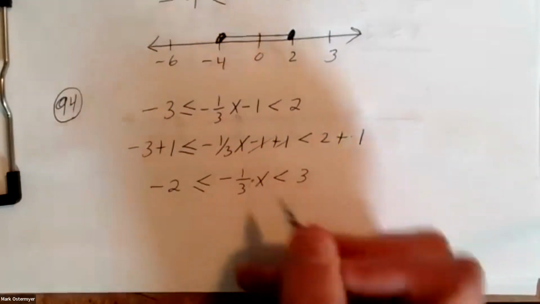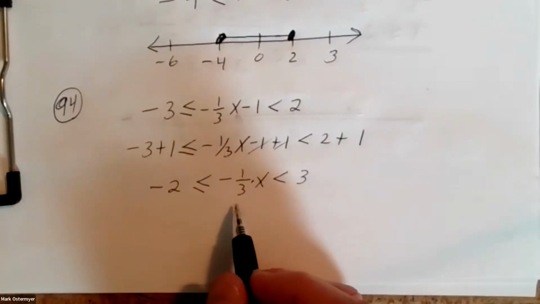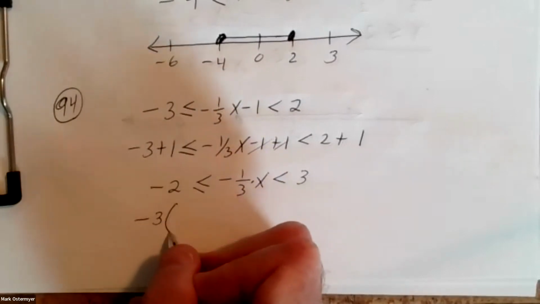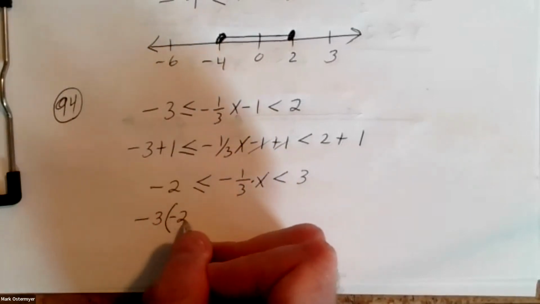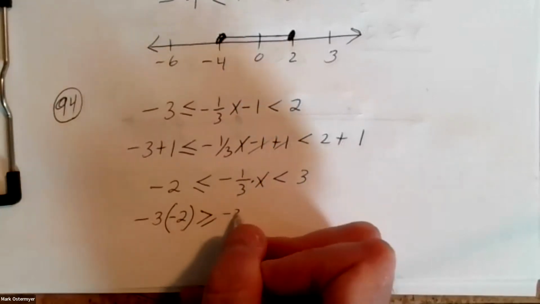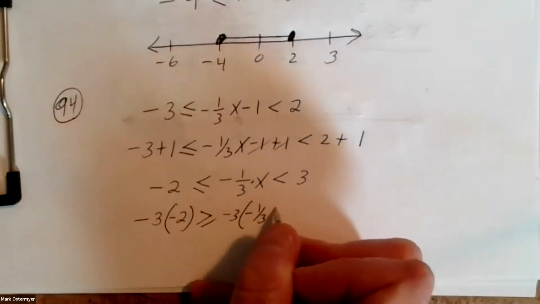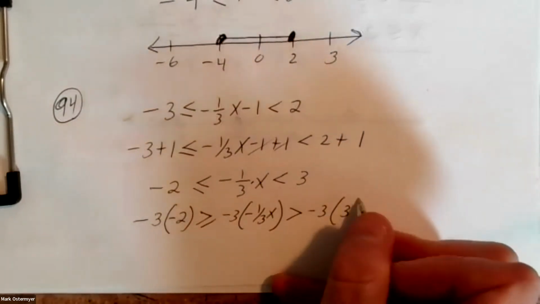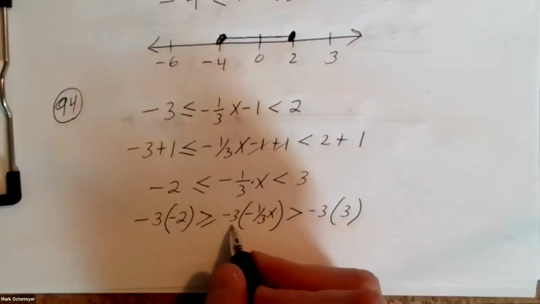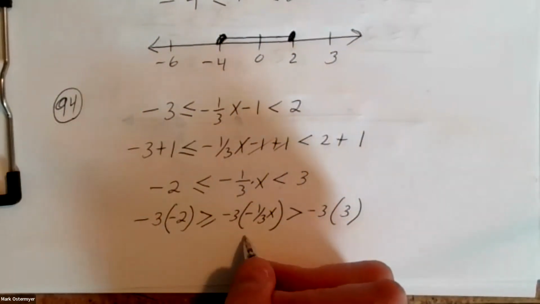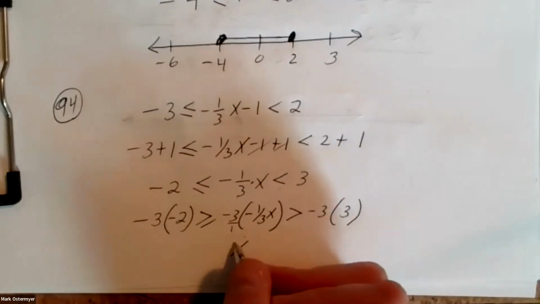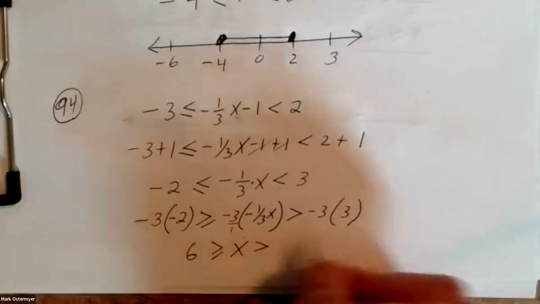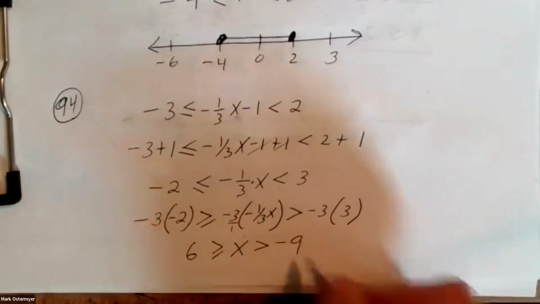Finally, to get x all by itself, I'm going to multiply all sides of this inequality by a -3. But since I'm multiplying both sides of an inequality by a negative, I must flip this inequality symbol around. And therefore, -3 times -1/3 x is just going to be 1x, or x. So x must be less than or equal to 6 and at the same time greater than -9.